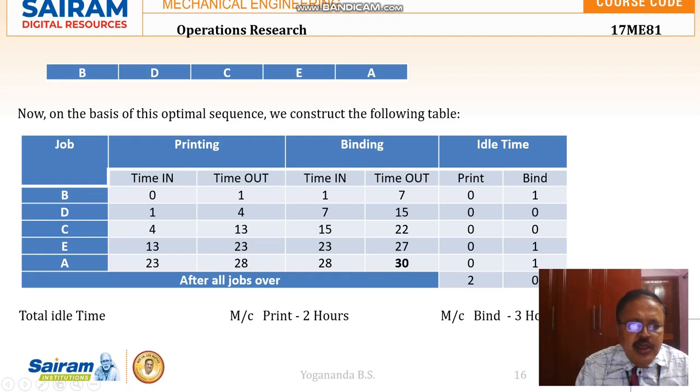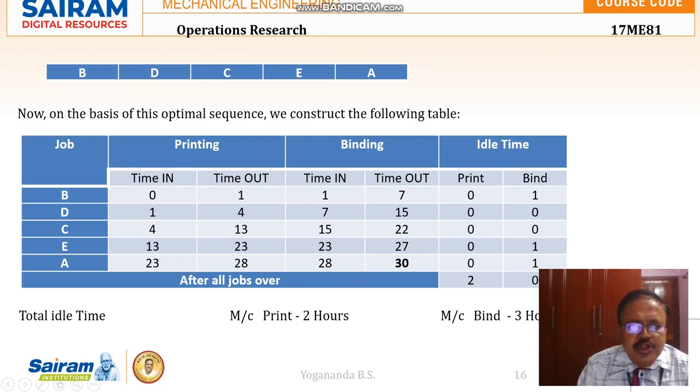Even though it is coming out of the printing machine at the 4th hour, it cannot enter the binding machine because binding of the previous work is going on till the end of the 7th hour. So it can enter the binding machine at the end of the 7th hour only. Then it gets processed there for 8 hours. So it is 7 plus 8, that is 15. At the end of the 15th hour, it comes out. So 1 minus 1, 0; idle time is 0, and 7 minus 7 is 0. The binding machine is also not kept free.